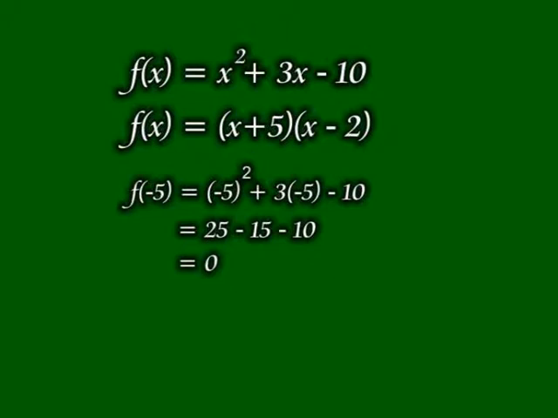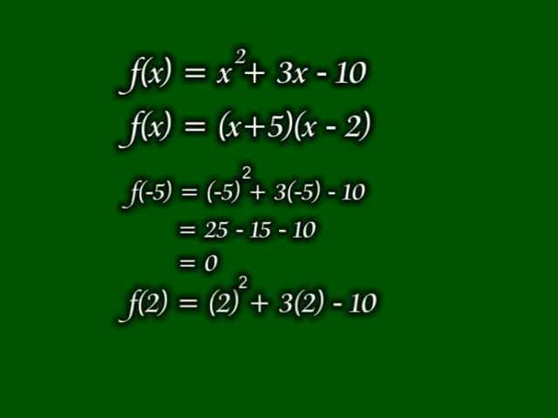And if x - 2 is a factor, it should also work. f(2/1), or just f(2), is equal to 2² + 3 times 2 - 10, which is equal to 4 + 6 - 10, which is equal to 0. Hence, the factor theorem holds.